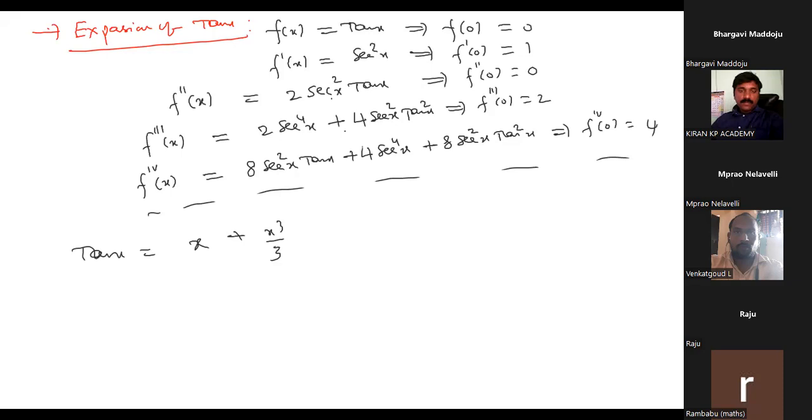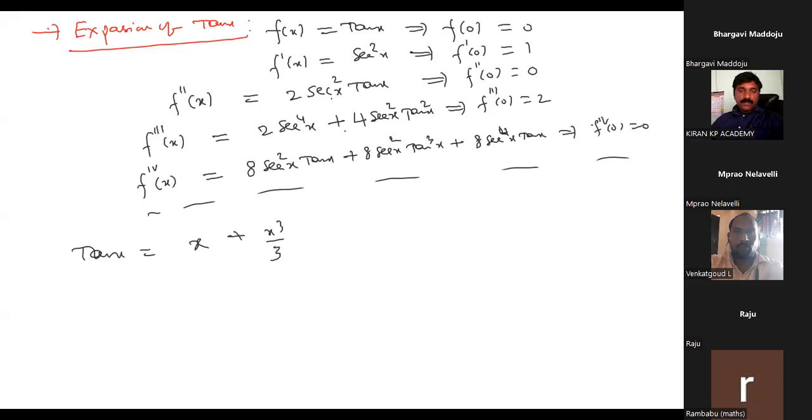Okay, this is correct only, but the fourth derivative is 8 secant cube x, this is correct, plus 4 secant square x, here also it becomes 0. It is not 4, sorry. We'll do this. 4 secant square x, this is 2 tan x, right? This is 8. This is 8 secant x. Again, secant x tan x, secant square tan cube x, plus 8 secant square x tan x secant power 4 x. This is 0. This is 0, right?